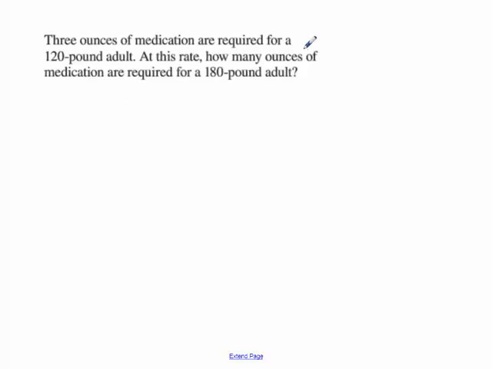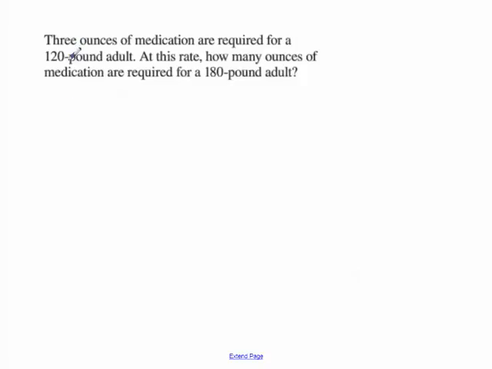I've got kids. Every time I have to think about how much medicine I have to use for this kid. Let's see, here's my situation: 3 ounces of medication are required for a 120-pound adult. I guess in this case it's an adult. How much is required for a 180-pound adult?